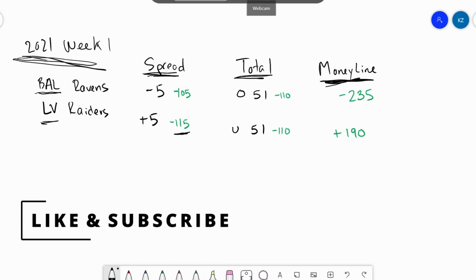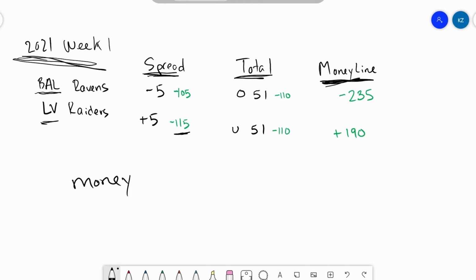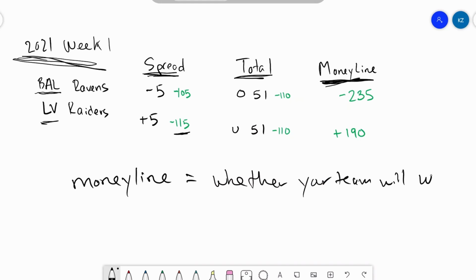Let's start with the money line bet. The money line bet is simply you're betting on whether your team will win. Very straightforward. What that means is if you take a money line bet on the Ravens, and the Ravens win by just 1 point or by 30 points, it doesn't matter, you win that bet. Really easy, really awesome.